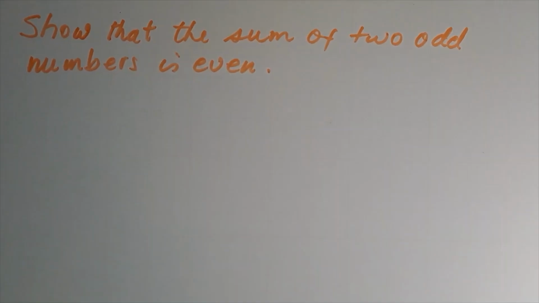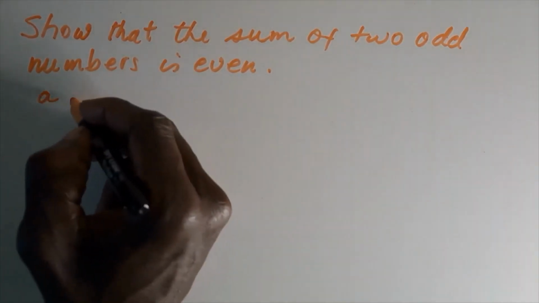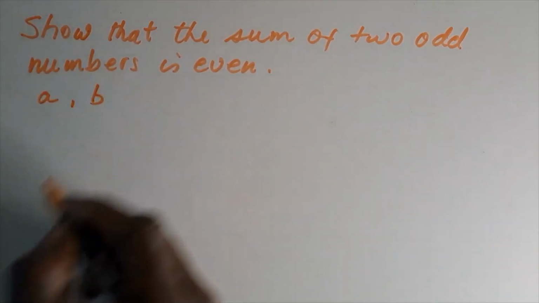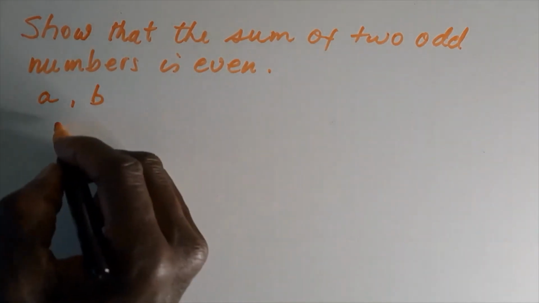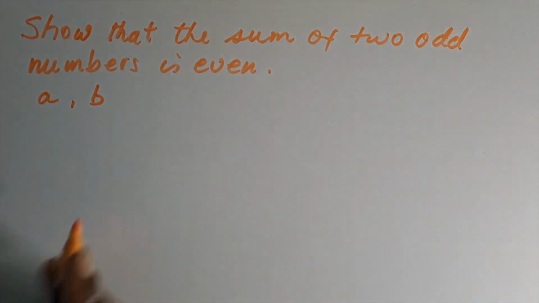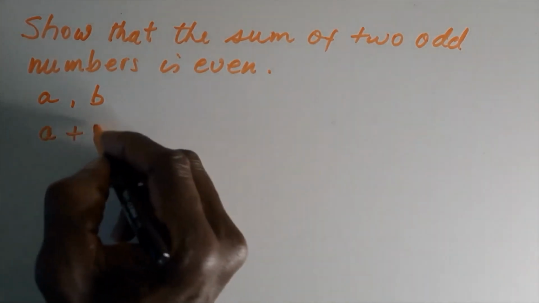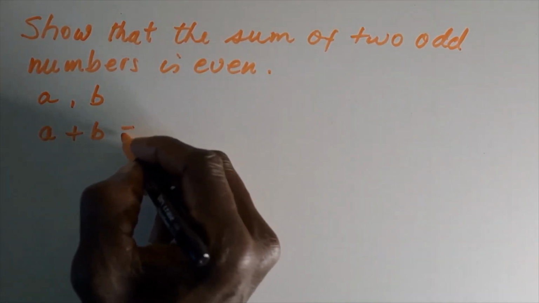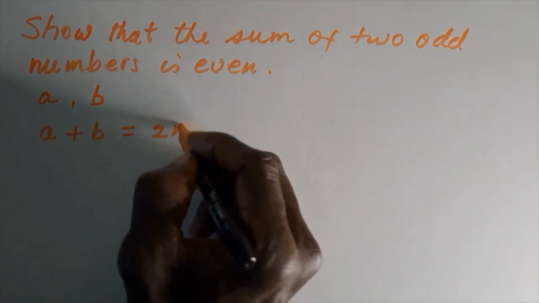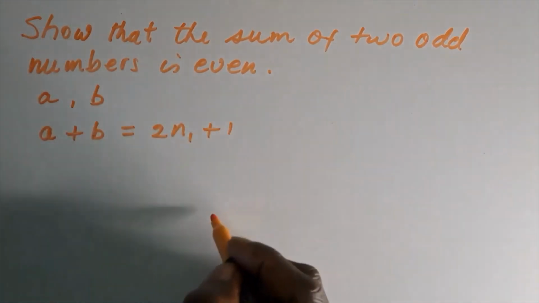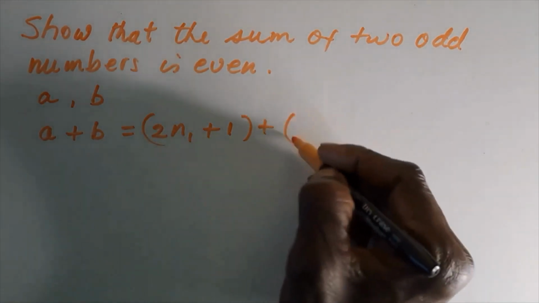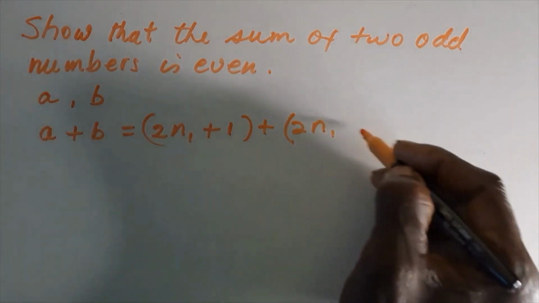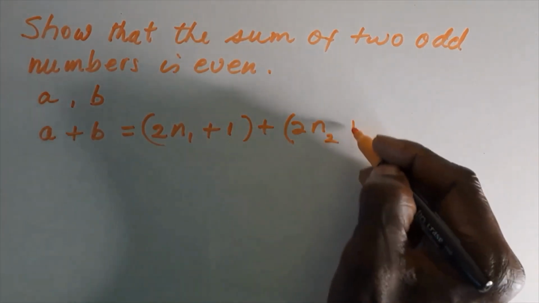Hello. Show that the sum of two odd numbers is even. Let those two numbers be A and B, in the form 2n add 1. So if we add A to B, the forms are 2n1 add 1, the first odd number, and then we add it to the second odd number, 2n2 add 1.